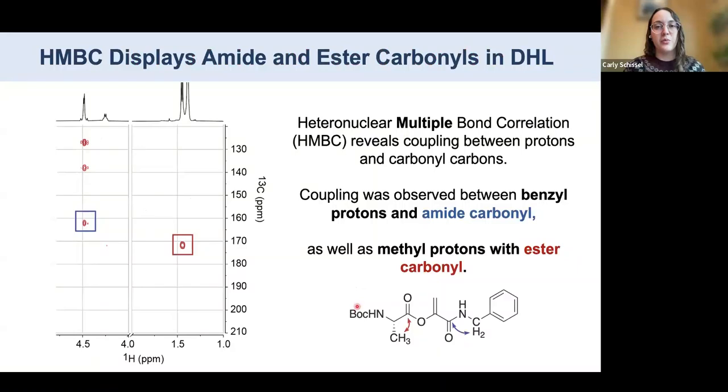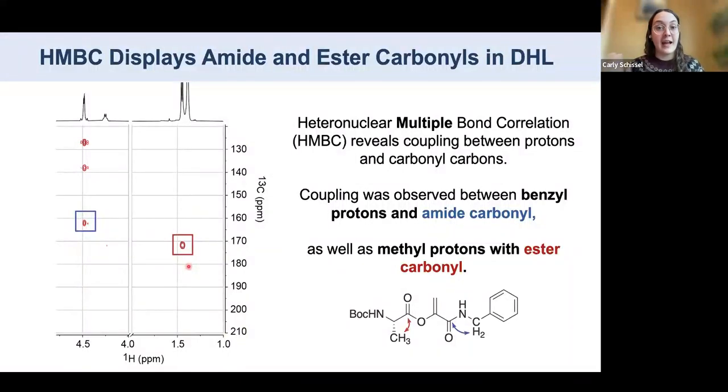So I wanted to look more into what was actually happening in this isomerization, and for that I used NMR. Specifically, heteronuclear multiple bond correlation NMR really revealed the through space interactions and couplings of protons and carbons. And so here I'll just highlight two signals that I see. So this one in blue corresponds to these benzyl protons coupling with this amide carbonyl. And then in red are these alanine protons coupling with this ester carbonyl. And so with the y-axis here being the carbon spectrum, you can see that both of these couplings are happening with carbons in the ester amide range.